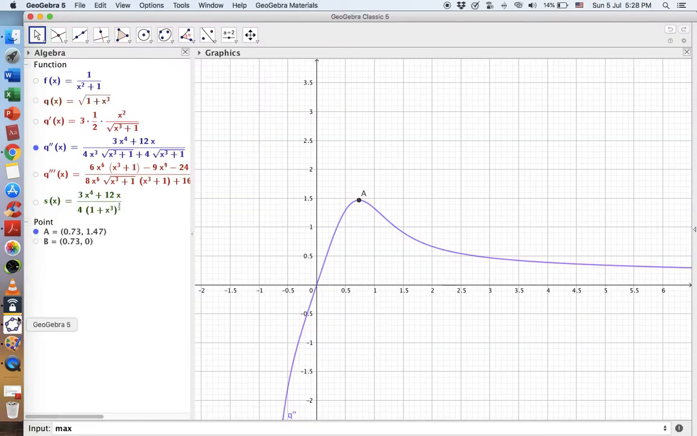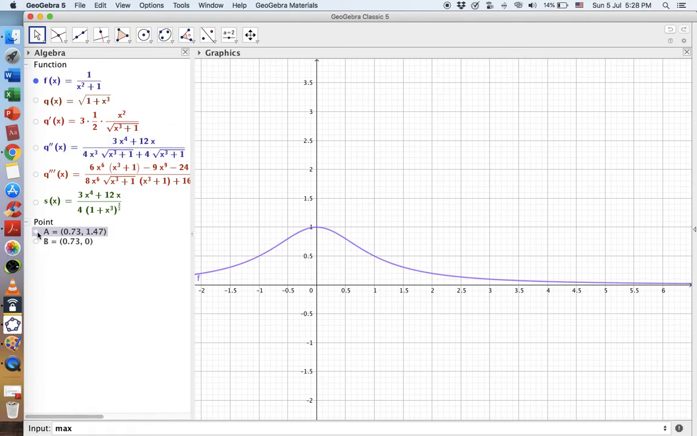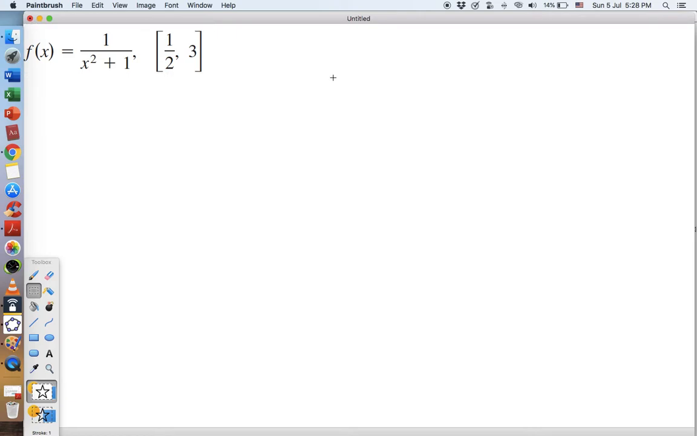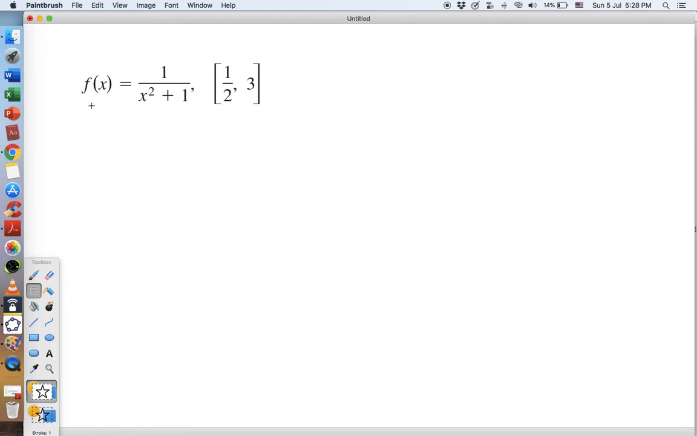So let's look at a second problem. Our second problem is this one here. So we're looking for the value of f double primed of x where it's the maximum between the interval of 1/2 to 3. And so instead of spending 15, 20 minutes, an hour going through all of the ludicrous calculations, writing it all out by hand, let's instead just go directly to the technology.